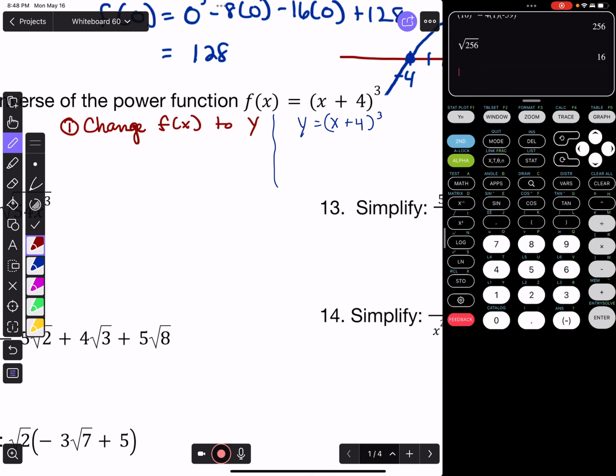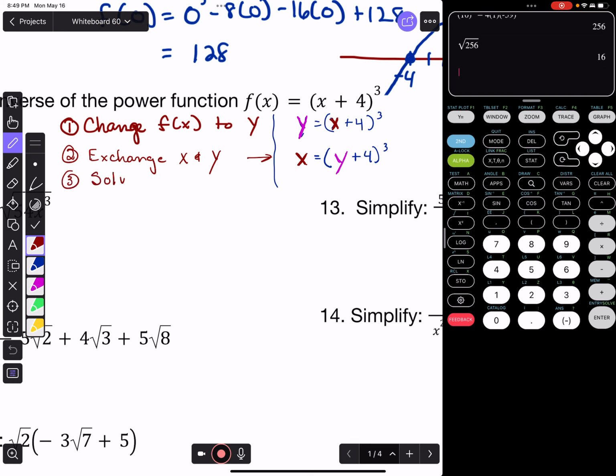Step 2 now, flip-flop or switch or exchange. I'm going to use exchange x and y. I'm going to put my y here in pink and my x here in red so you can see what happens in step 2. In step 2, the y becomes an x and the x becomes a y. Just flip-flop them.